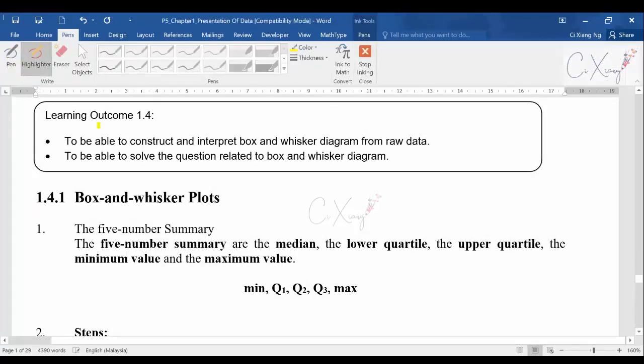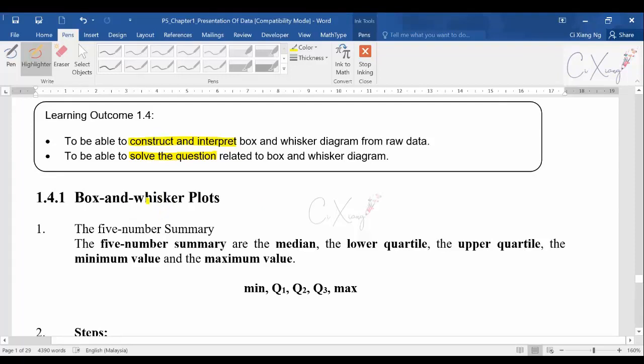Okay, so you can have a look here. The learning outcome for today's video is we need to know how to construct and interpret a box and whisker diagram from the raw data. And after that, of course, you have to know also how to solve the questions related to this box and whisker plot, box and whisker diagram. Okay, so box and whisker. This is the name of the diagram that we are going to learn today.